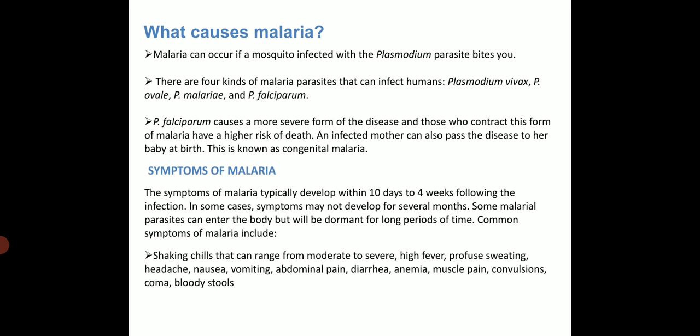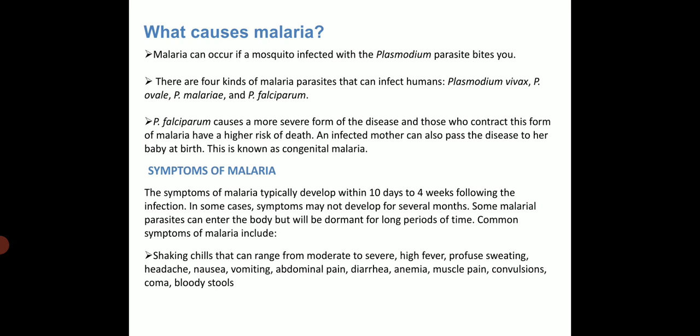There are four kinds of malarial parasites that can infect humans: Plasmodium vivax, Plasmodium ovale, Plasmodium malariae, and Plasmodium falciparum. Plasmodium falciparum causes a more severe form of disease, and those who contract this form of malaria have a higher risk of death.